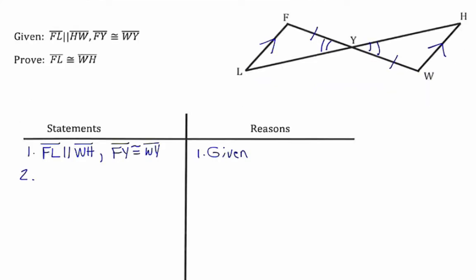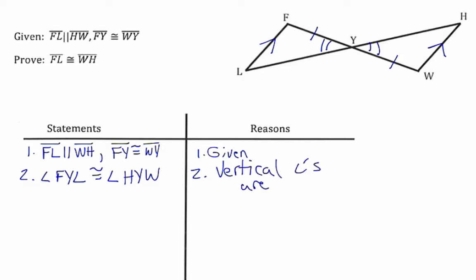So I'm going to say angle FYL is congruent to angle HYW because vertical angles are always congruent. And I mark that in my picture so I can see it. So right now, if I just jot down what I have, one set of sides and a set of angles. So I'm going to look for another set of sides or angles.